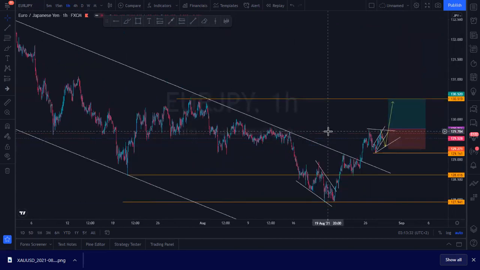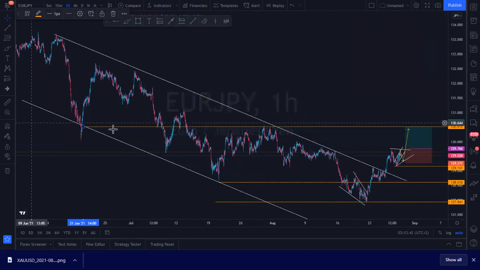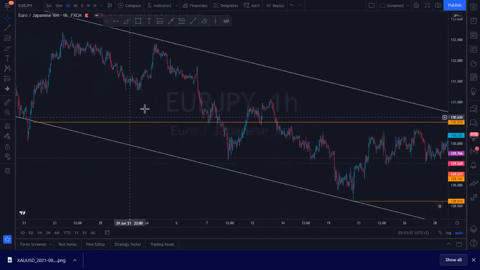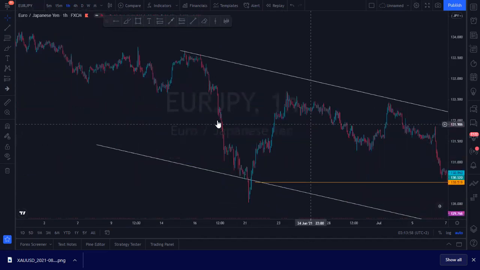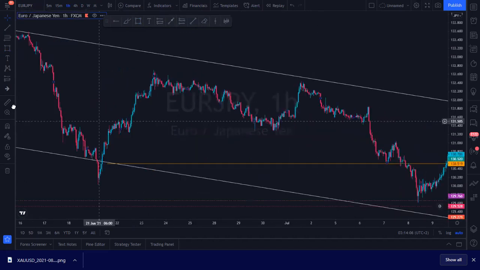And from this level, let me just extend this line and see whether this is a zone or not. Because if we go back, as you can see, we have this first touch here, second touch, third touch, fourth touch. So this area has been tested many times. So this is our zone. That's why I'm targeting these levels, because this level is a zone. This is another reason for me to target this level.